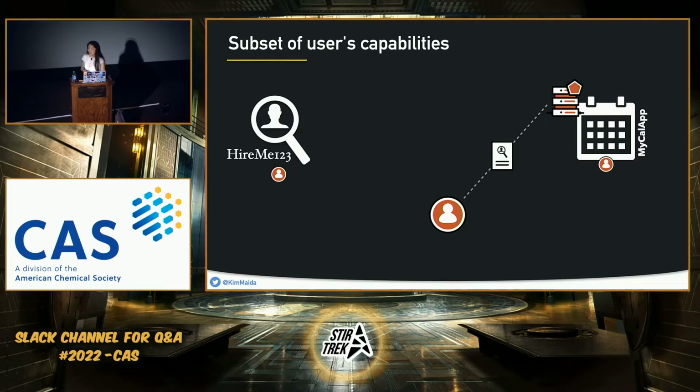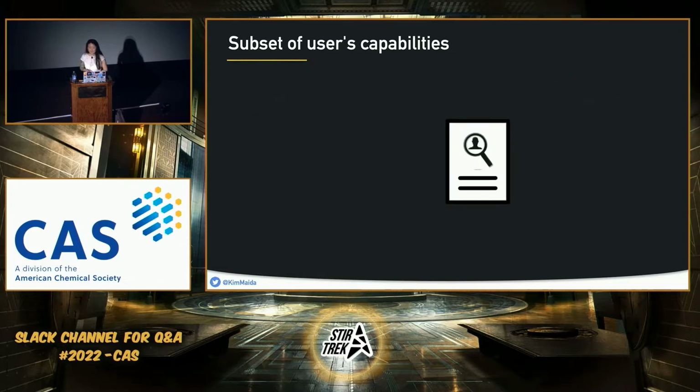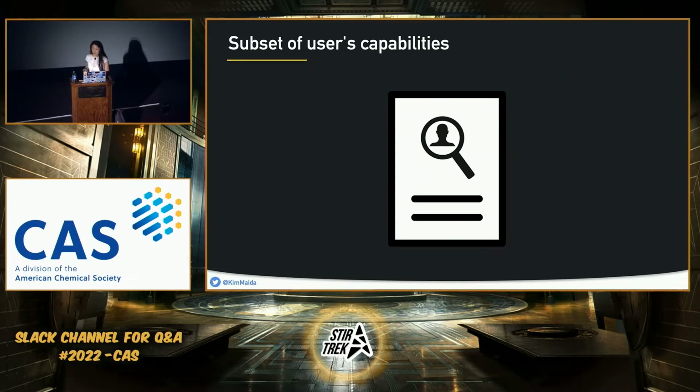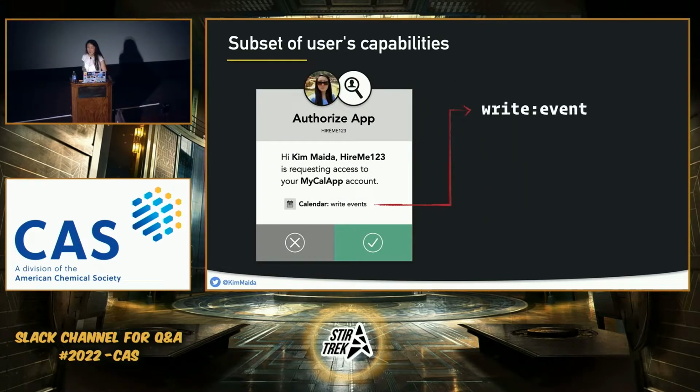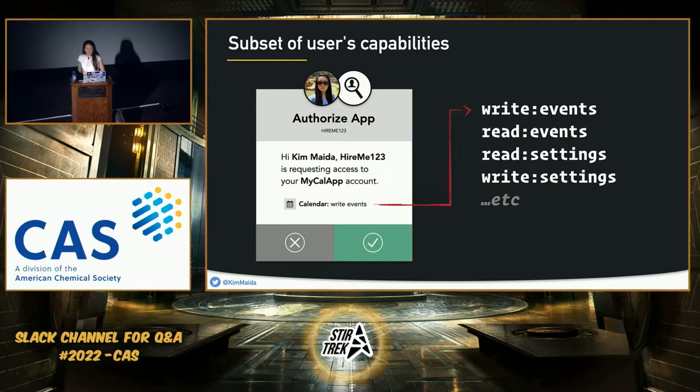Remember when we prompted the user for their consent for MyCal to allow HireMe to do certain things? More realistically, that consent dialog might look something like this. HireMe could ask for a variety of different scopes, but you shouldn't overload scopes with user-specific permissions because scopes are intended for app-level permissions.